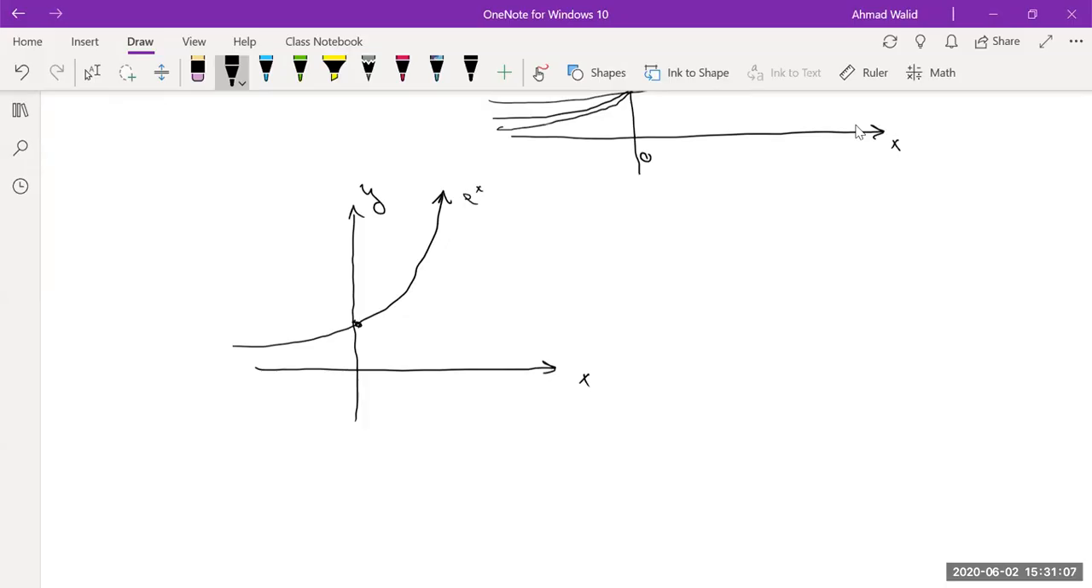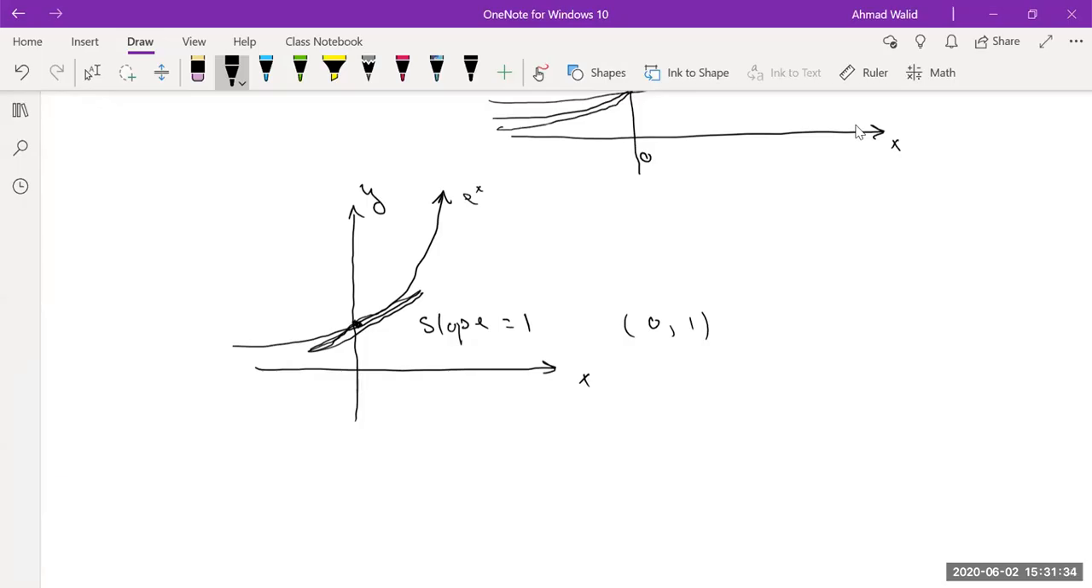If you look for the slope of the tangent line at this point, 0, 1, your slope is always equal to 1. That's the important part. That's the only exponential function where, at the point 0, 1, the slope is always 1.